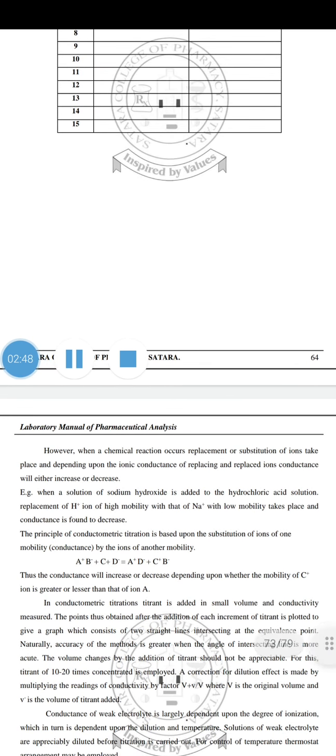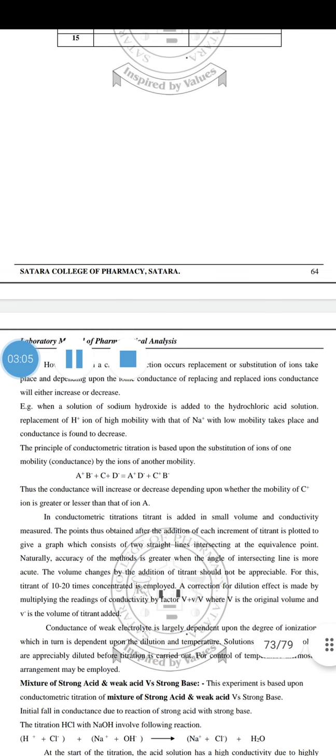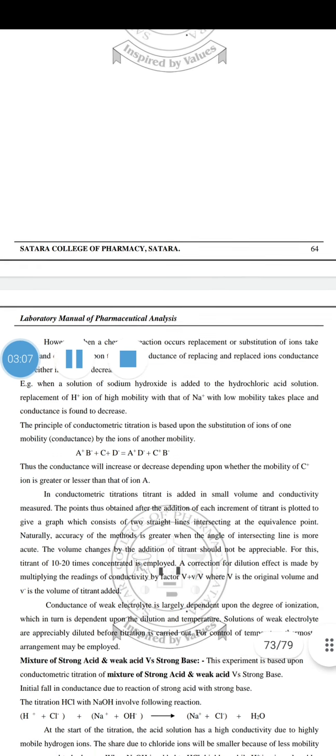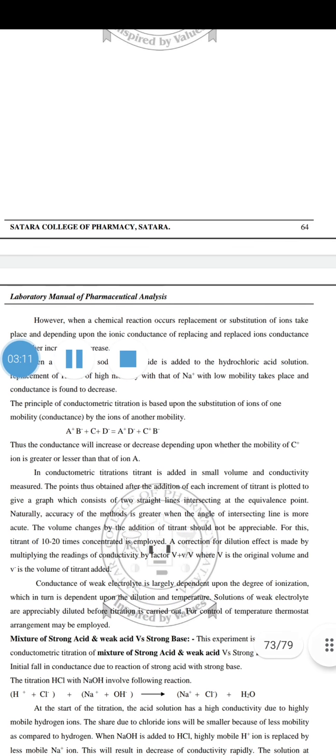Conductance will increase or decrease depending upon whether the mobility of ion C+ is greater or lesser than that of ion E. In conductometric titration, the titrant is added in small volumes and conductivity is measured. The points thus obtained after the addition of each increment of titrant are plotted to give a graph which consists of two straight lines intersecting at the equivalence point.